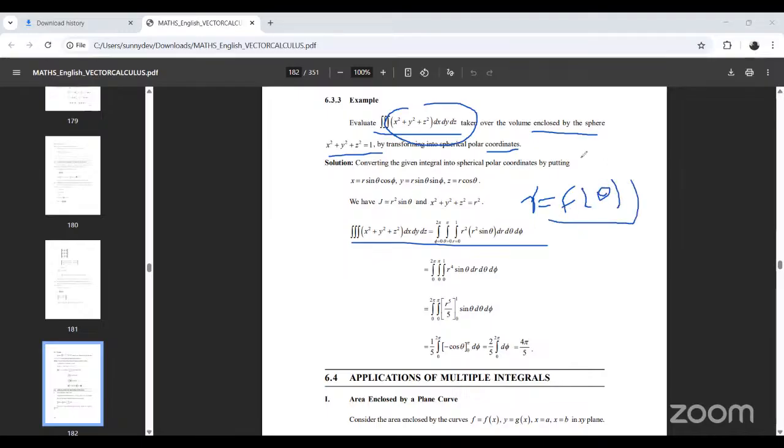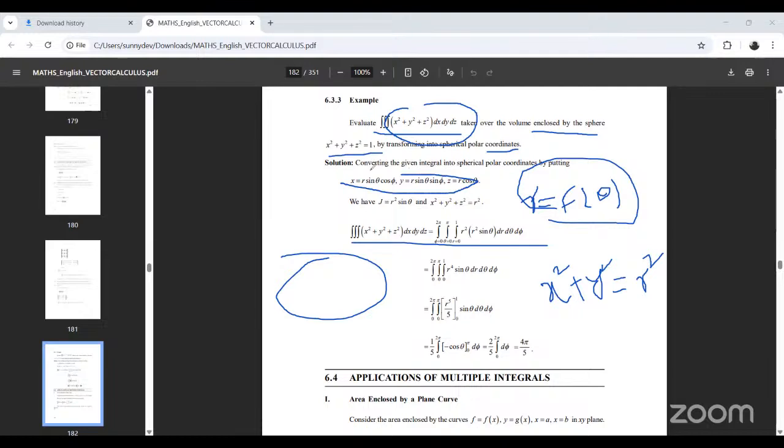This is for the circle: x square plus y square equal to r square. But when you are coming to the spheres, the polar coordinates are these: x equal to r sine theta cos phi, y equal to r sine theta sin phi, and z equal to r cos theta. And here the Jacobian is r square sine theta, and x square plus y square plus z square equal to r square.